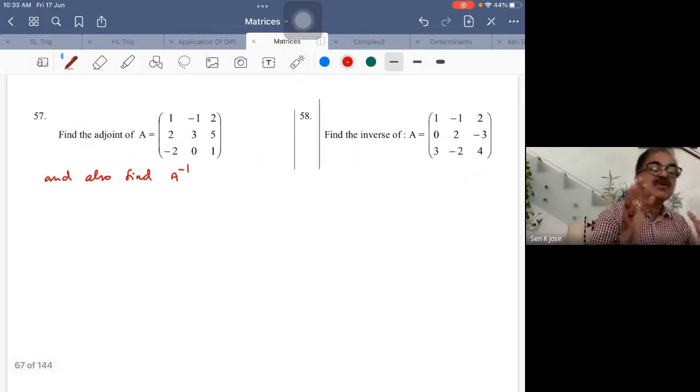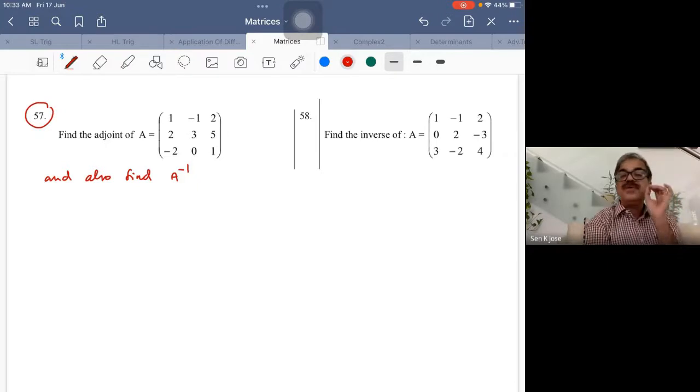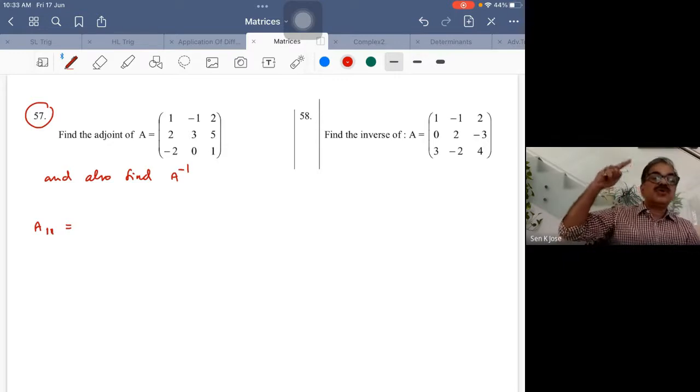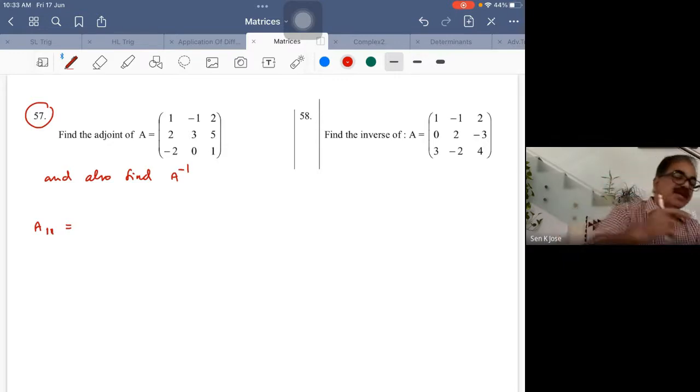So let's do a question, then you will understand it. So you have this matrix A given to us. 57 is what we are going to do. So the first thing is I need to find out the cofactors. Cofactors are denoted by uppercase A, A11, A12, A13, like that. So maybe you should see how I do it. A11. This is the cofactor of the first row, first column element.